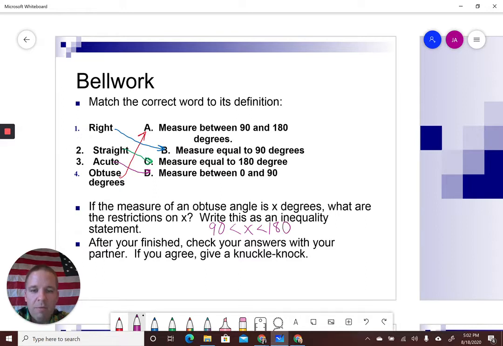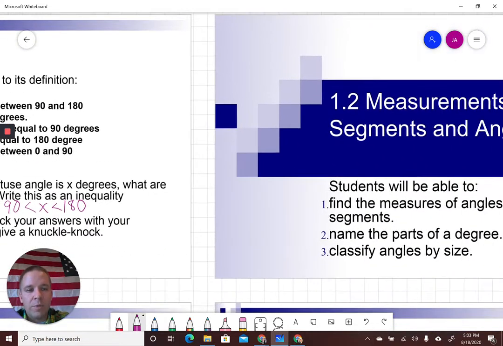Notice I don't have the equals underneath it, right? It's not greater than or equal to or less than or equal to. It's just greater than 90 and less than 180, so it's between those two. It could be 90.00000001 and still be obtuse. This doesn't mean 91 to 179. Some people do think that. Nope. It's bigger than 90, less than 180. And the same can be applied to an acute angle, between 0 and 90.